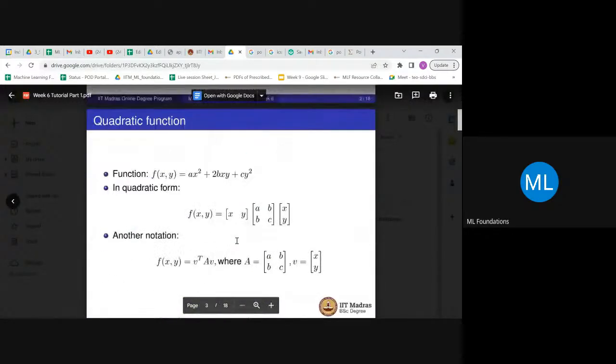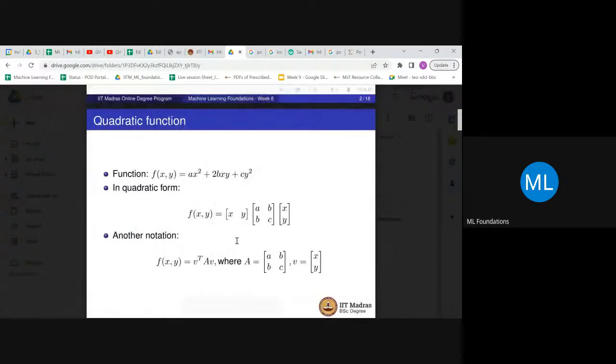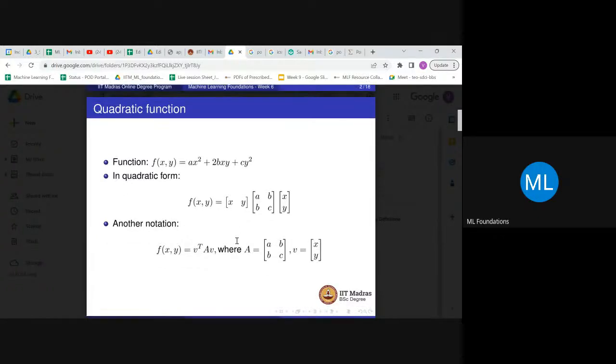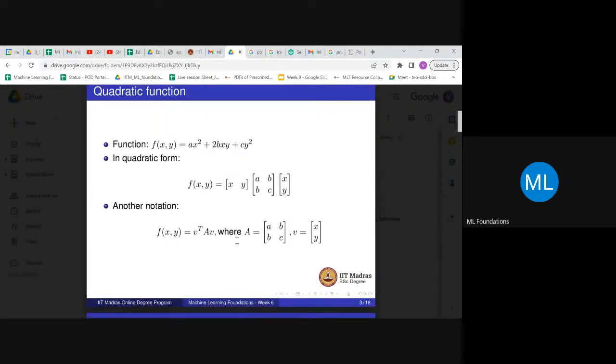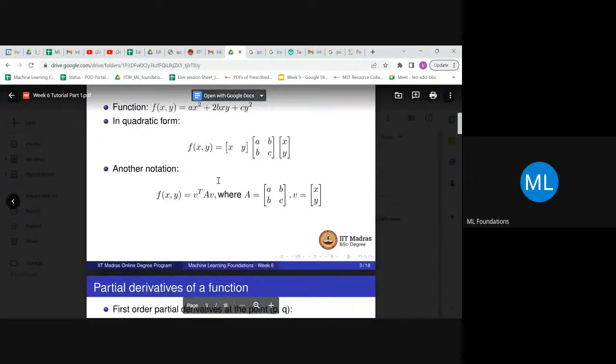Okay, so see what we have done. I'll come to that example, but I'll just go through this slide again. I guess that will clarify everything. You're able to see my screen, right? Yes, sir. So you have a function in the quadratic form, and you can write it in this form. I haven't talked about how you will write this equation in matrix form, but that is fine. Till now, this is fine.